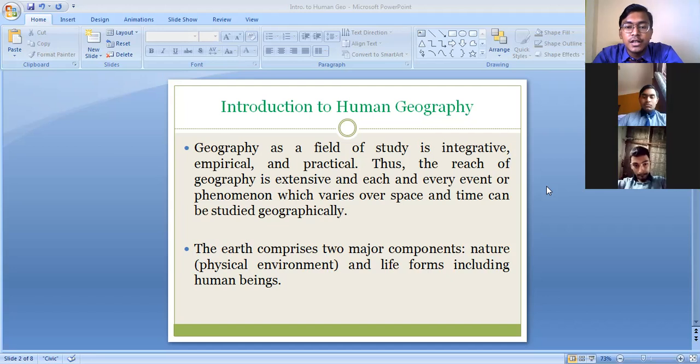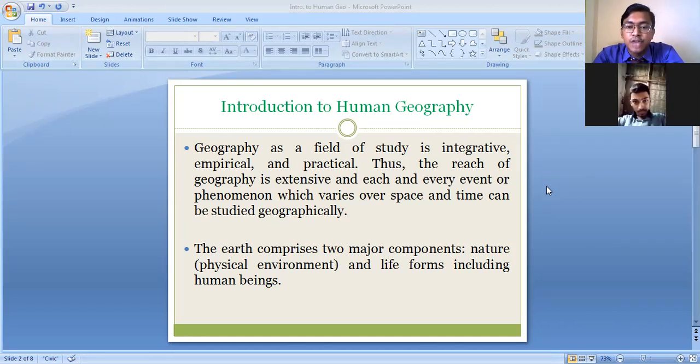We studied the size and the location of India. We studied the natural vegetation of India. So whatever we have studied in class 11 was a part of physical geography. And in class 12, the chapters which I have discussed yesterday and last week are part of human geography.